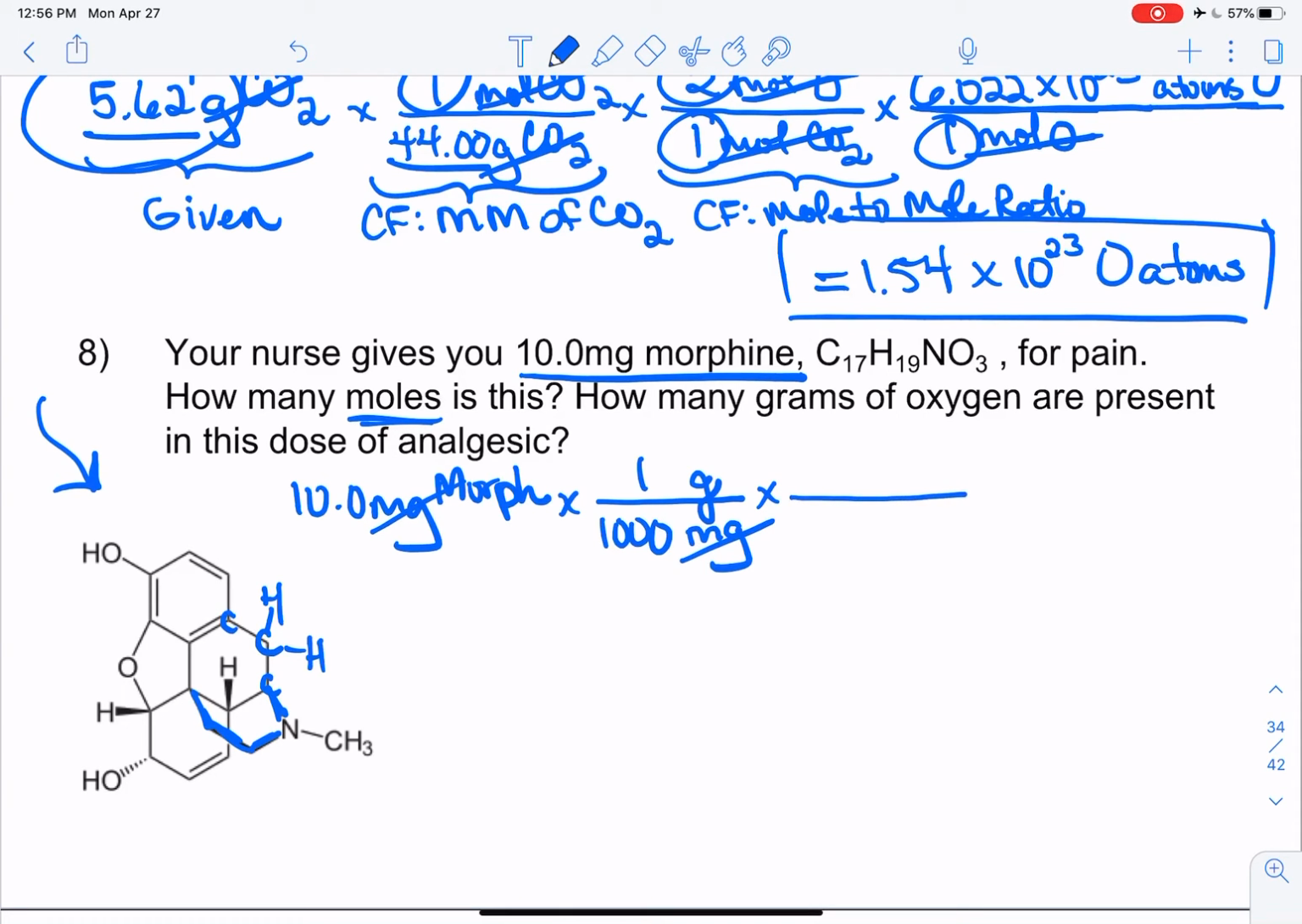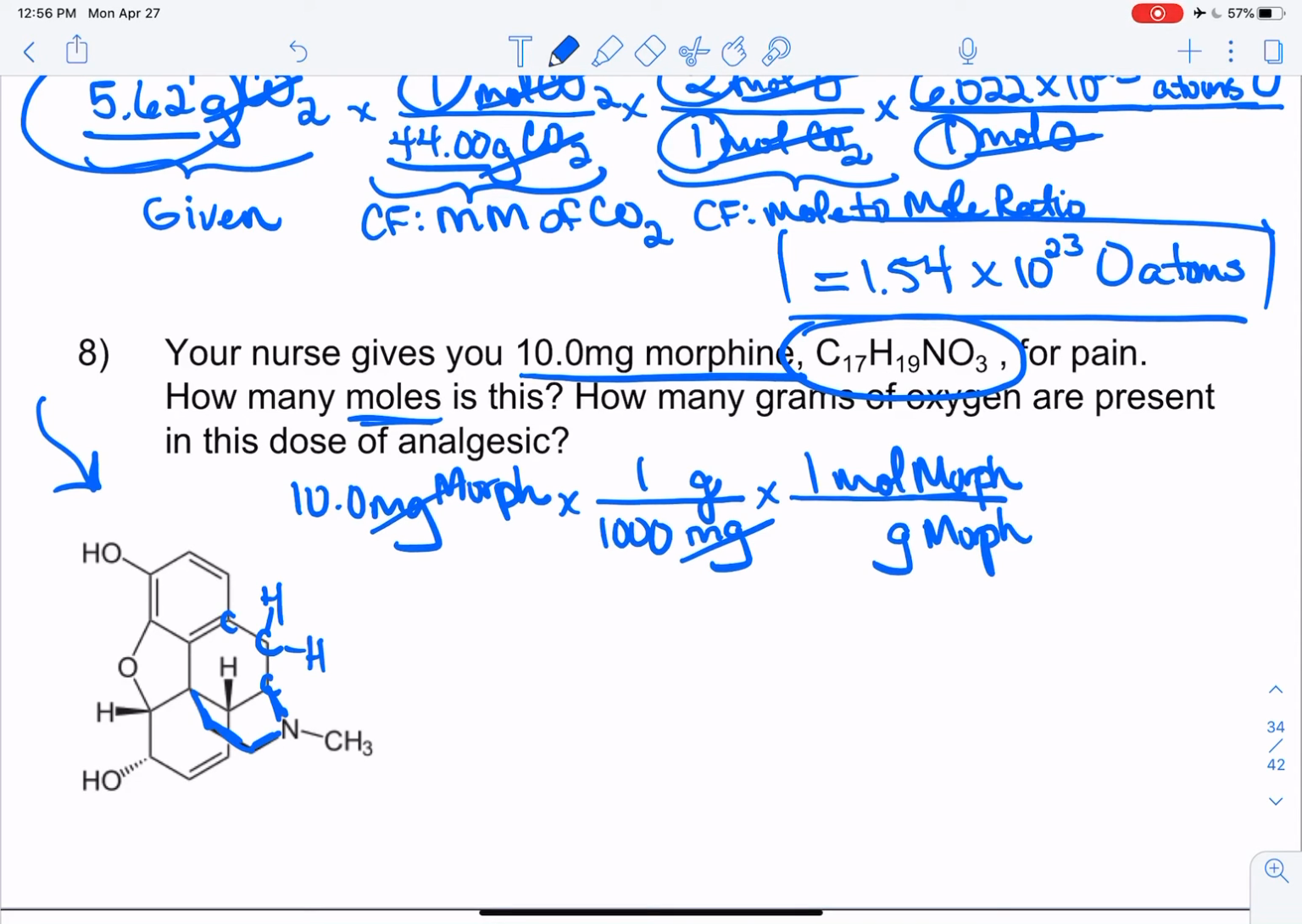And now we can get rid of grams and go to moles because we have something called the molar mass, and that relates grams to moles or moles to grams, okay? So we have grams of morphine here, and we have 1 mole of morphine here. And what we would need to do is add up the mass for each of those atoms in this molecule.